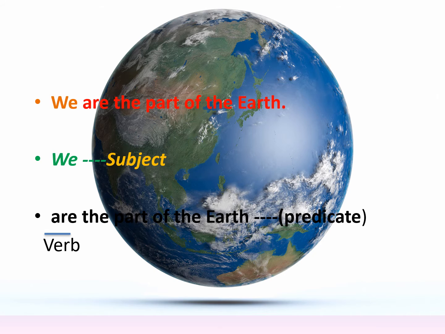So, here are the part of the earth is a phrase. What is the important word in this phrase? Verb, or is the important word. So, we can call this phrase a verb phrase. So, we can call predicate a verb phrase. Predicate is a verb phrase.